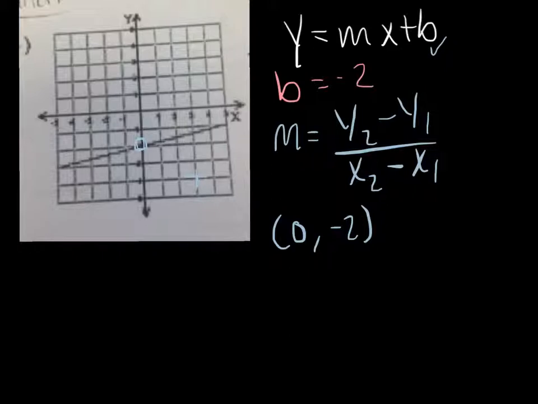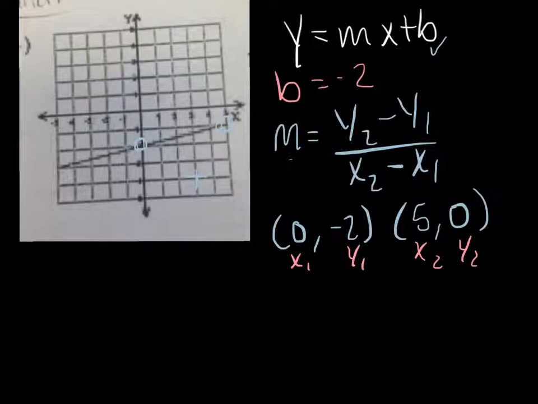So I'm going to choose this point right here. And you can see that the coordinates of that point, the x value is 5 and the y value is 0. So now you have your 2 points to find slope. So remember, when we find slope, our very first step is to label. So x1, y1, x2, y2. So I've labeled my points. And then I'm just going to plug them into our slope equation.